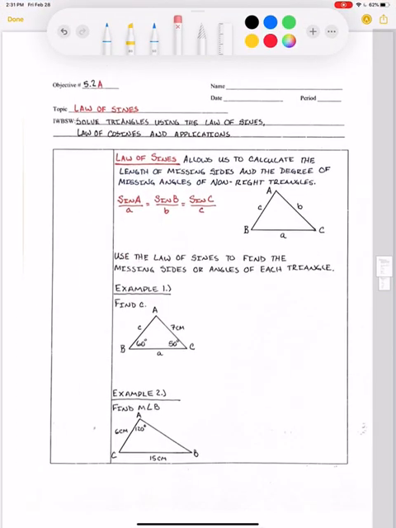Alright, so today we're going to look at using the law of sines to solve for missing sides and angles of non-right triangles. The law of sines allows us to calculate the length of missing sides and the degree of missing angles of non-right triangles.